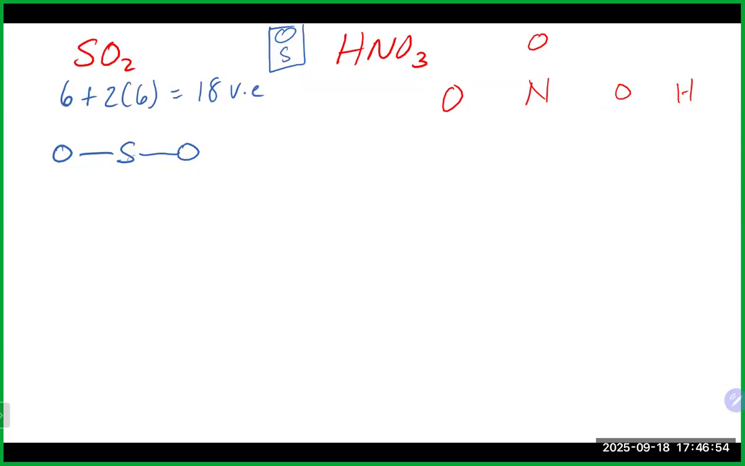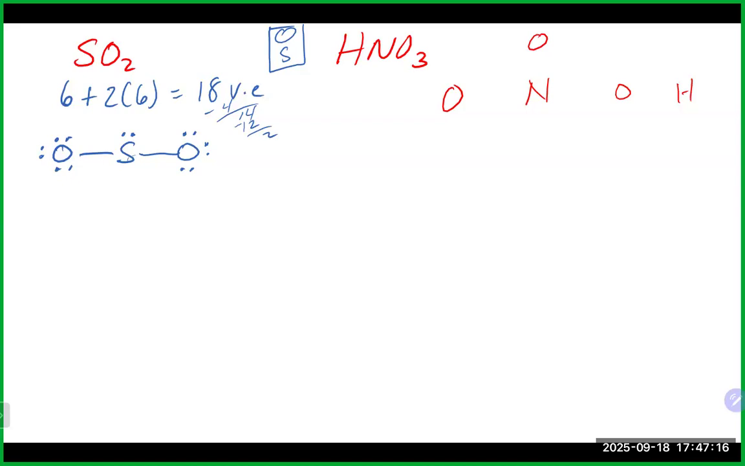That is 2, 4 electrons. We've got 14 more to go. We're going to go on the outside: 2, 4, 6, 8, 10, 12. I still have 2 more to go, and those 2 do go on the center. That is how they get there, by the way. And we should have some dots there on the center atom.